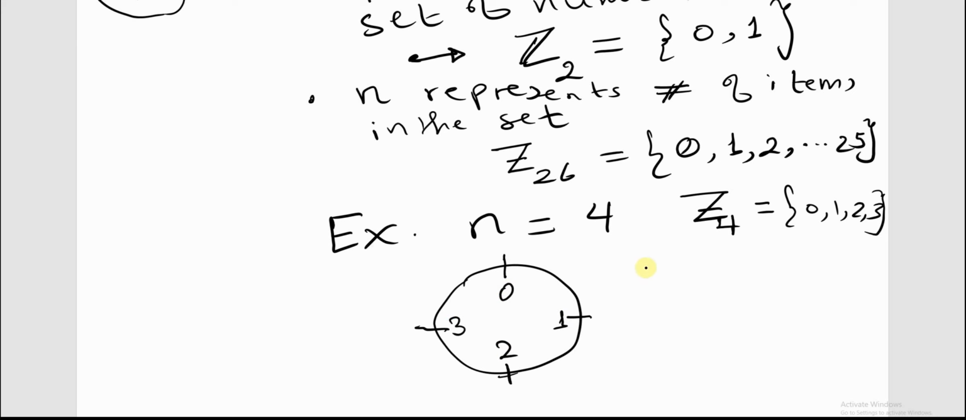So in other words, we don't have 5, we don't have 6, we don't have 7, although we can represent them. For example, if you have a number that is 5, how do we represent that 5? Of course, 5 doesn't belong to the set of numbers.